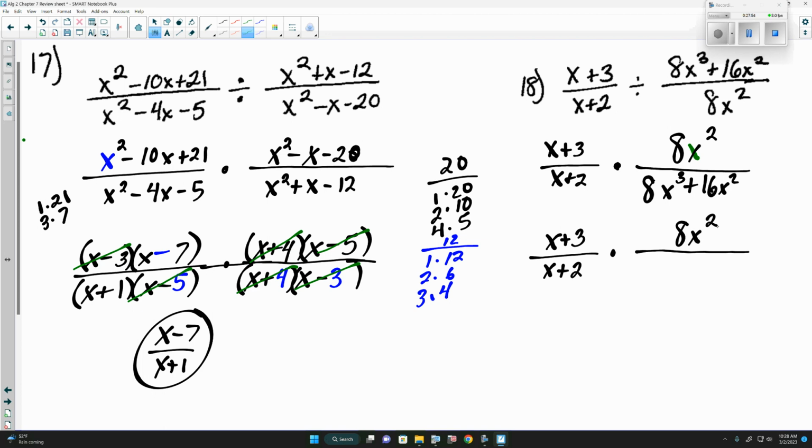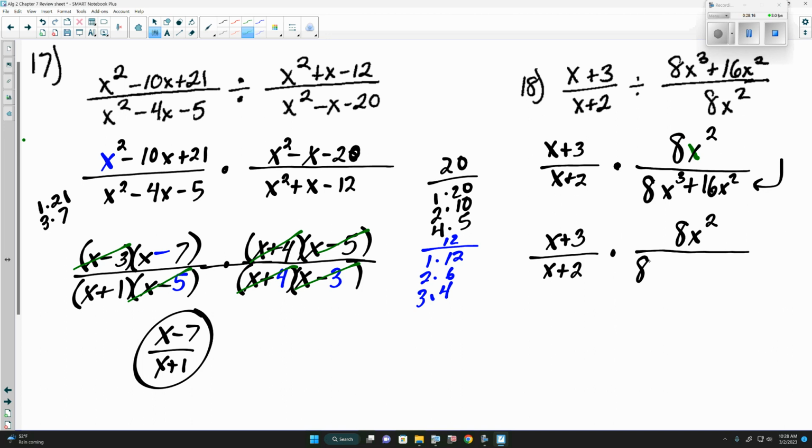But our first rational expression, x plus 3 over x plus 2, is as simplified as it gets. The only one that actually factors is the 8x cubed plus 16x squared. And again, the first thing we should always look for is the greatest common factor, something that will go into both terms.